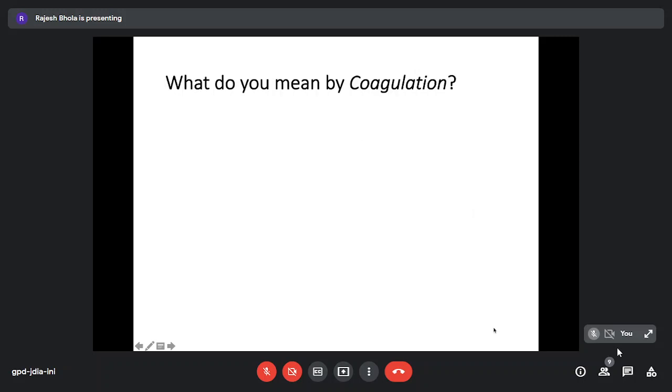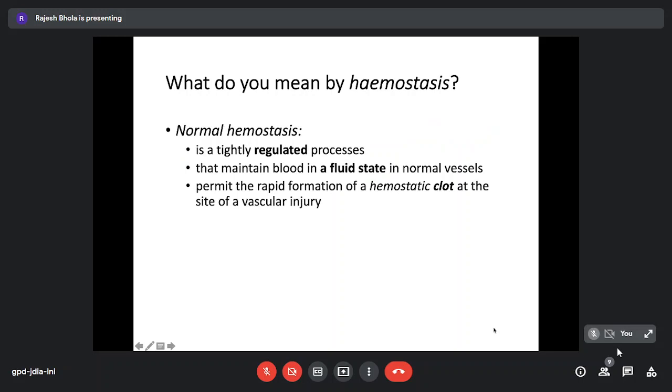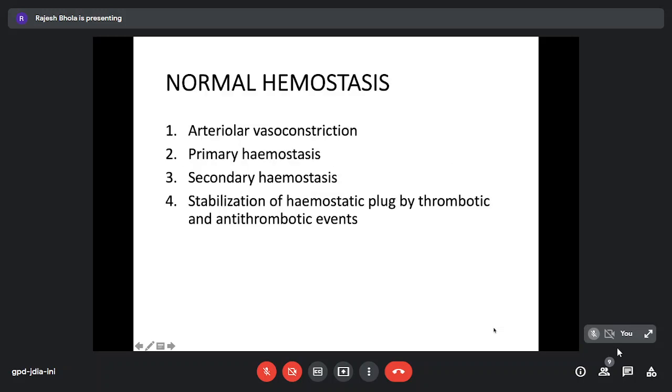So when we talk so much, what do we mean by coagulation? Coagulation is the process by which blood forms clots, and it is an important part of hemostasis, wherein a damaged blood vessel wall is covered by a platelet and fibrin containing clot. So the basic components of the clot are platelet and fibrin. And the purpose is to stop bleeding and begin repair of the damaged vessel. So what is hemostasis? Hemostasis is a tightly regulated process that tries to maintain the blood in a fluid state in a normal vessel. And it also permits the rapid formation of the hemostatic clot whenever there is a vascular injury.